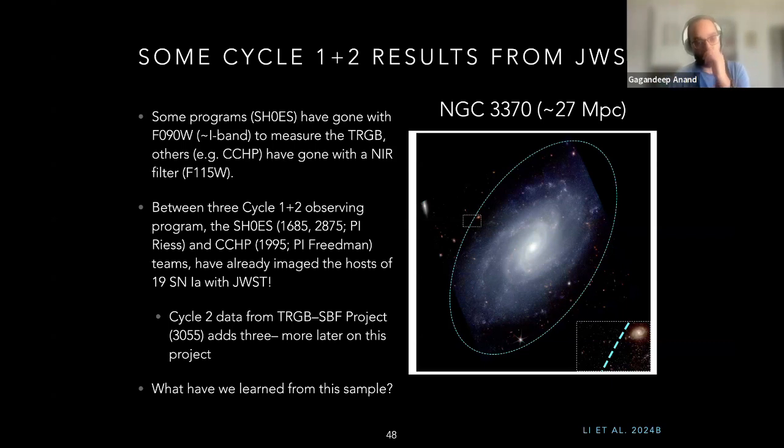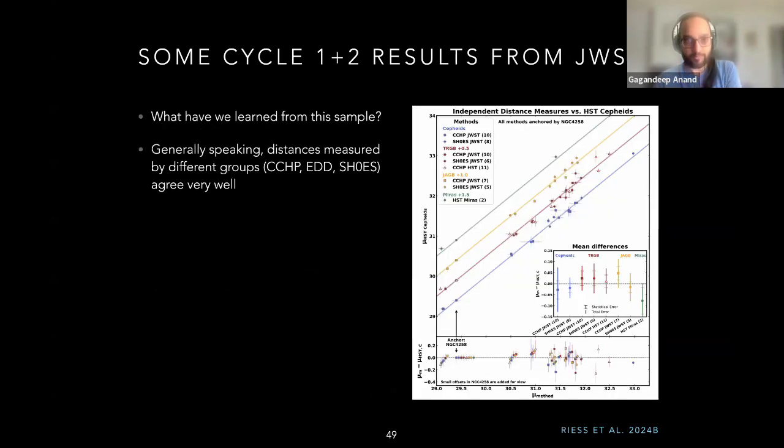There's some more cycle 2 data from another project, which adds 3 more, so it's actually 22 with JWST. And so what have we learned from this sample? As I mentioned earlier, there were perhaps signs of the TRGB sort of easing the tension between the CMB and the Cepheid results. And so now with a bigger sample, what can we say?